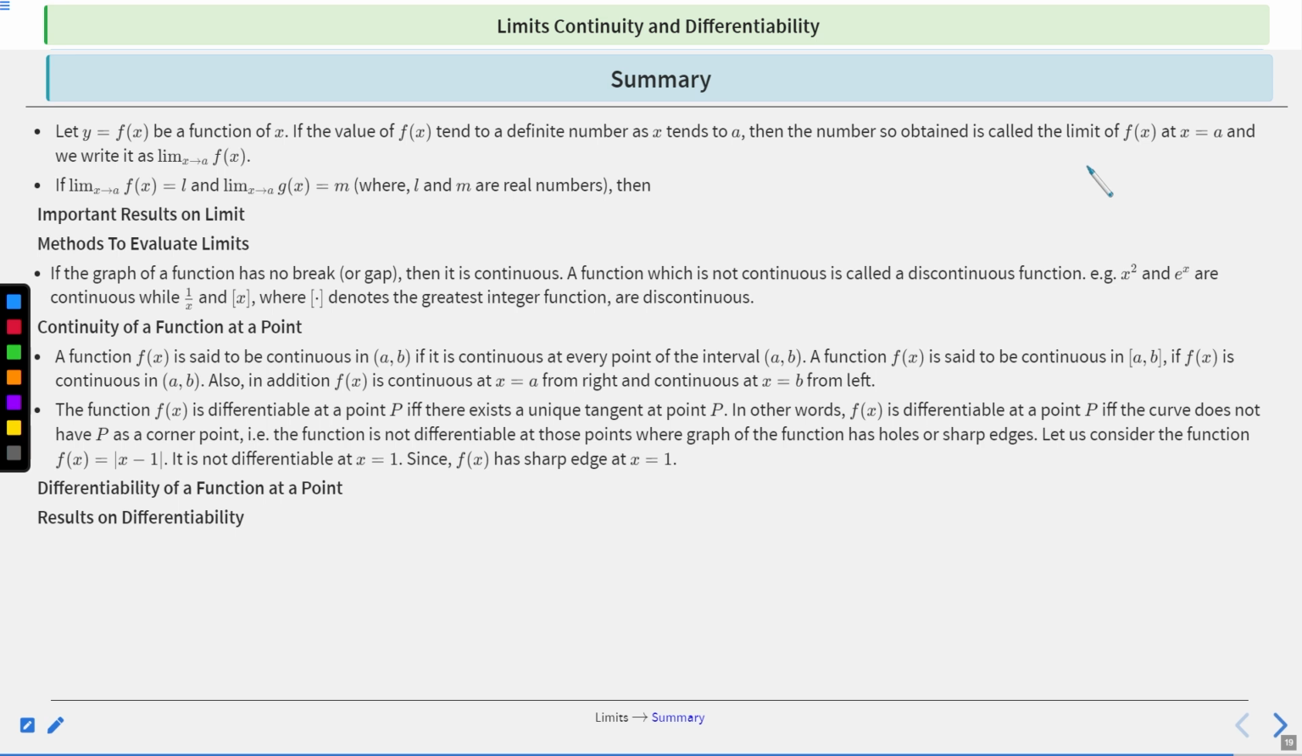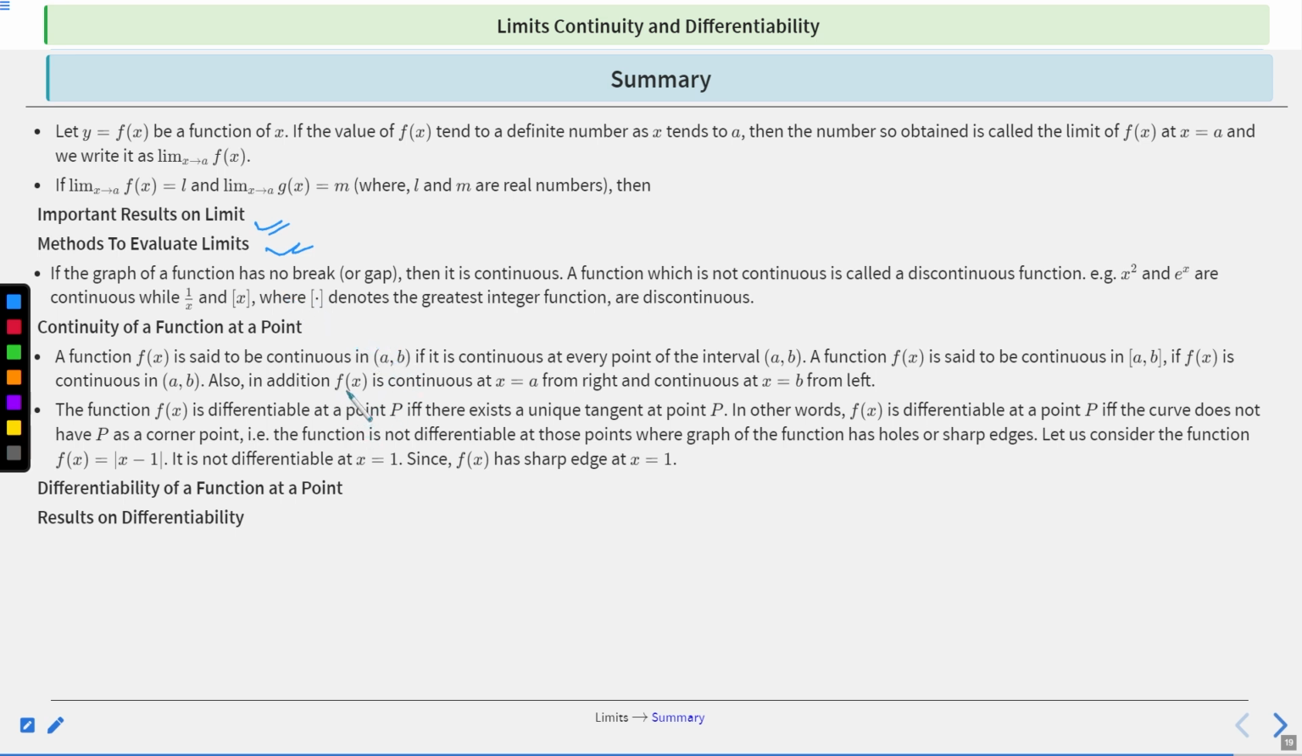If limit x tending to a of f(x) is equal to L and limit x tending to a of g(x) is equal to m, where L and m are real numbers, then the limit exists, right? After that, we have seen some important results on limits and methods to evaluate the limits, in which we have seen that if the graph of a function has no break or gap, then it is continuous. A function which is not continuous is called discontinuous. For example, x square and its power x are continuous, while 1 by x and the greatest integer function of x are discontinuous. After that, we had seen continuity of a function at a point.